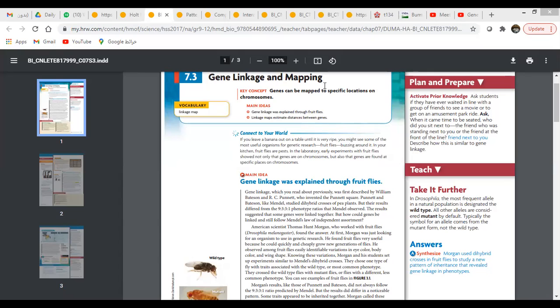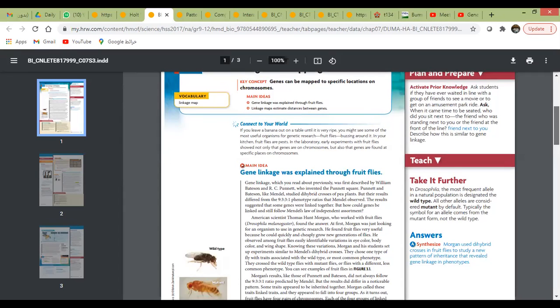Okay, I will remind you. We learned before that sometimes genes, because they are very close together on the chromosome, can be inherited together. Do you remember now? For example, I have the genes for color and eye color and the shape of the wings of a fly. These genes are very, very close together on the chromosome, so they are inherited together. Do you remember this from the previous lesson?